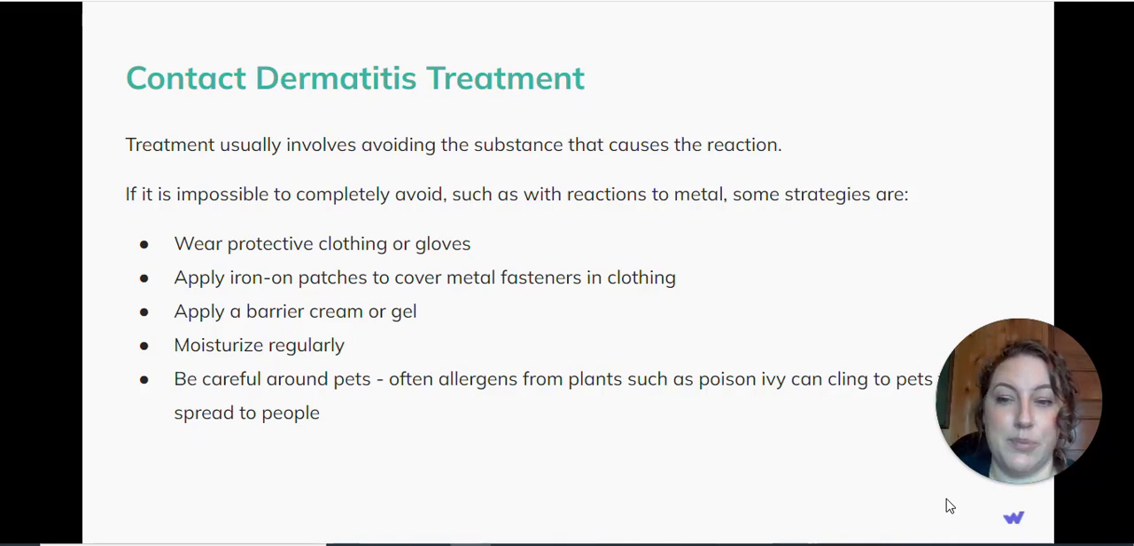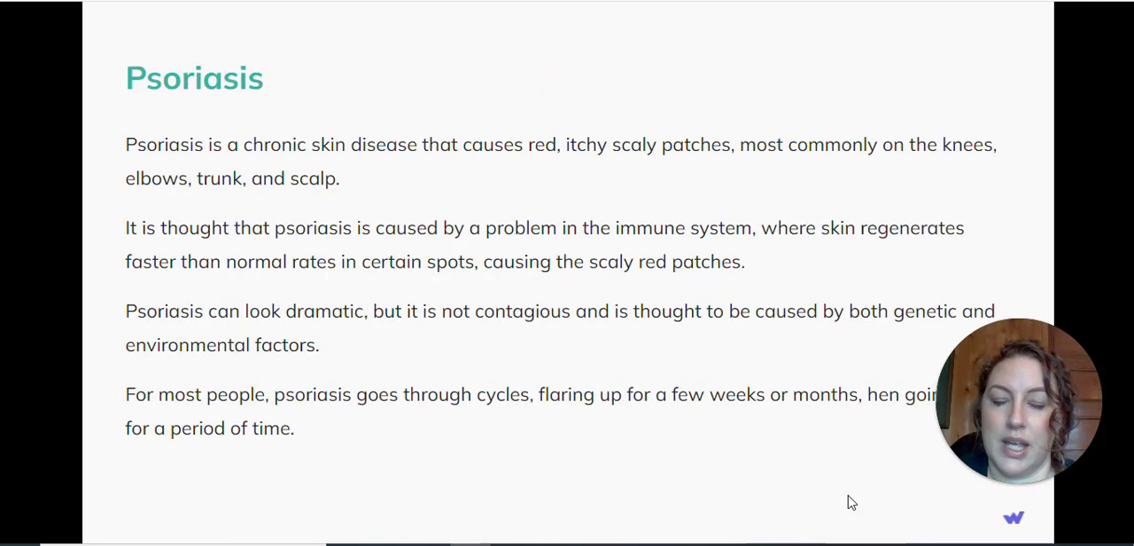If it is impossible to completely avoid, such as with reactions to metal, some strategies are: wear protective clothing or gloves. Apply iron-on patches to cover metal fasteners in clothing. Apply a barrier cream or gel. Moisturize regularly. Be careful around pets. Often allergens from plants such as poison ivy can cling to the pet's fur and can spread to people.